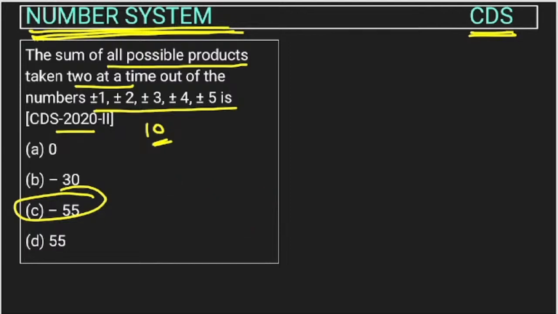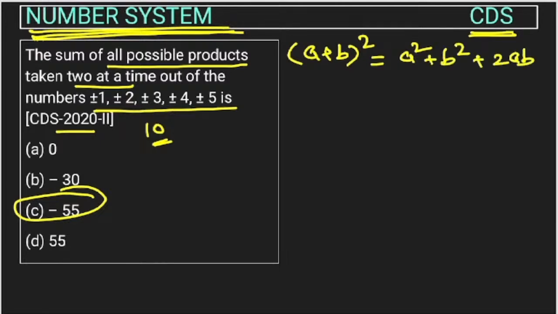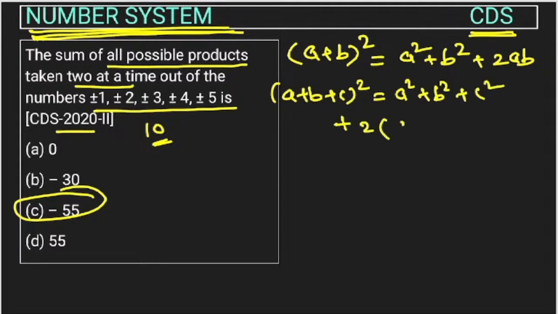So I am explaining you. Suppose we know that if (a + b) square is there, so if we are opening it, this will become a square plus b square plus 2ab. If there are three variables, then what will happen? (a + b + c) square, then a square plus b square plus c square, and then the multiplication of two values will come, ab plus bc plus ca, right?